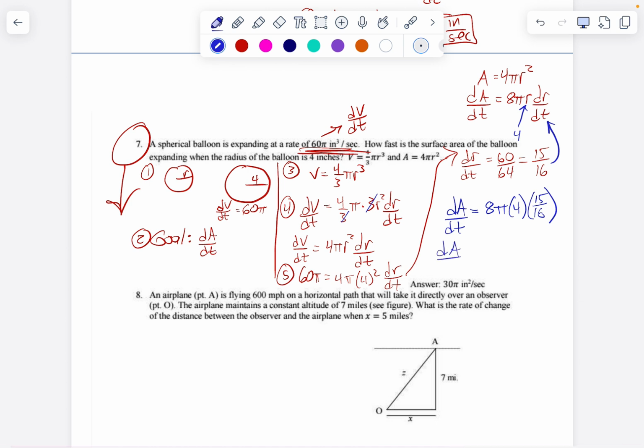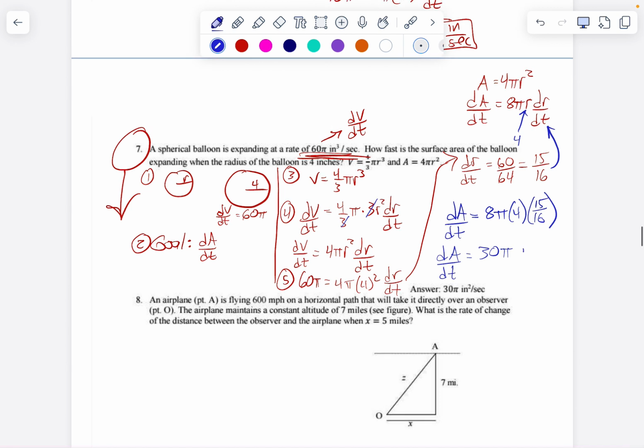All right, now we're just at algebra. So 32 divided by 16 is 2, so this is 30 pi. And what are the units? Inches squared per second. Good job. Inches squared per second.